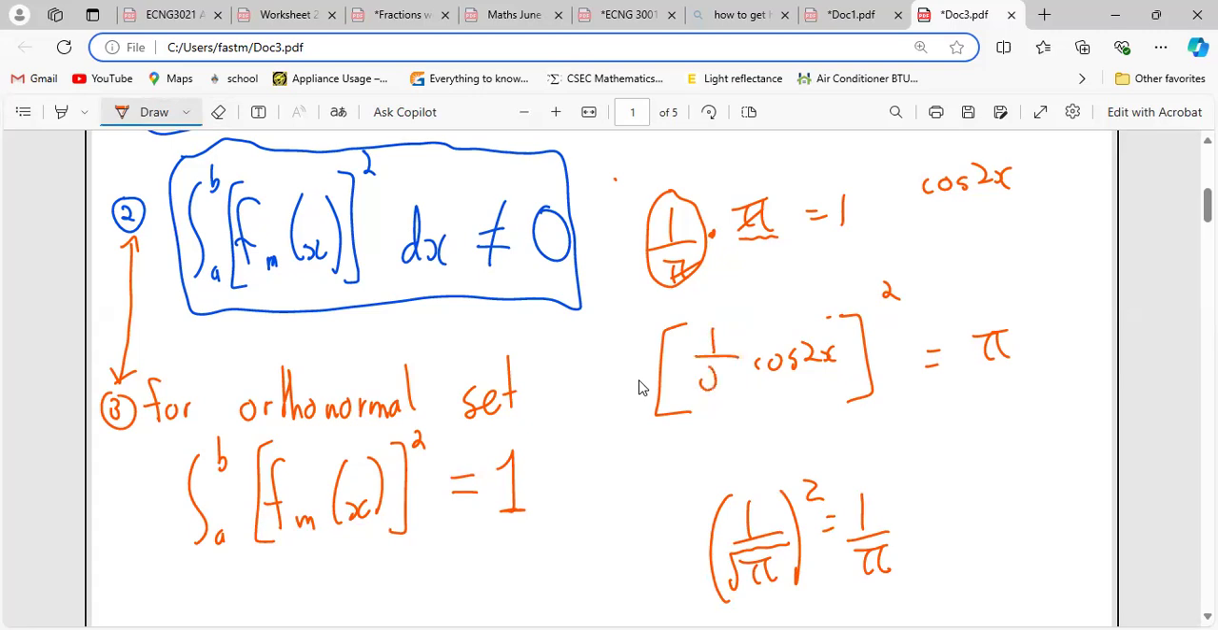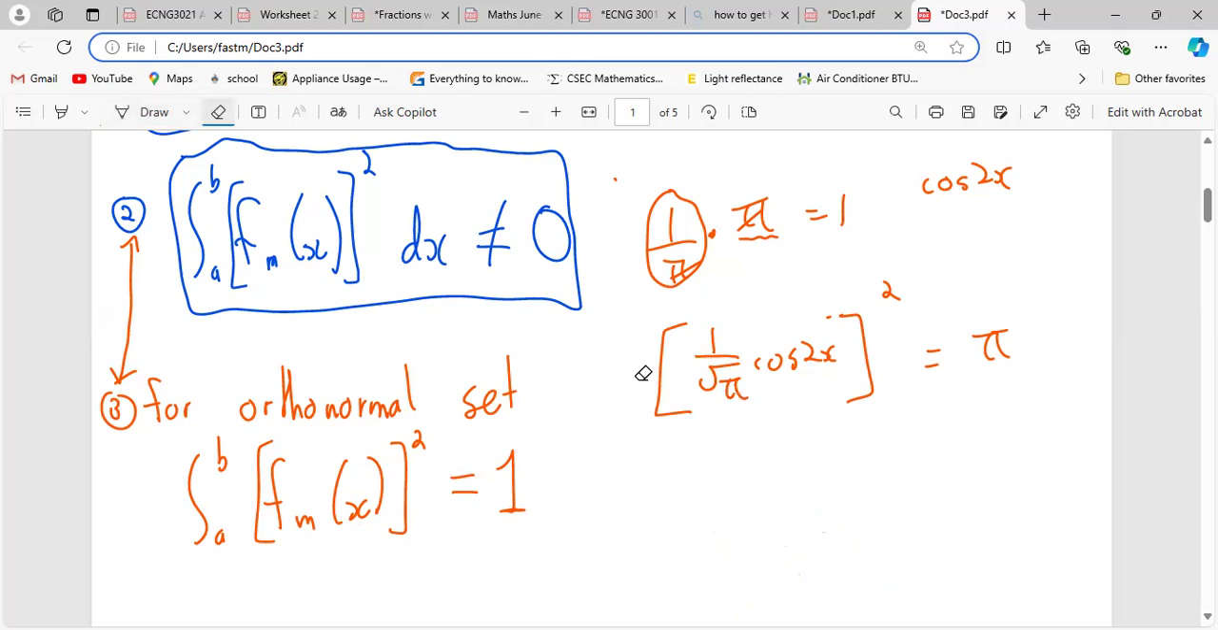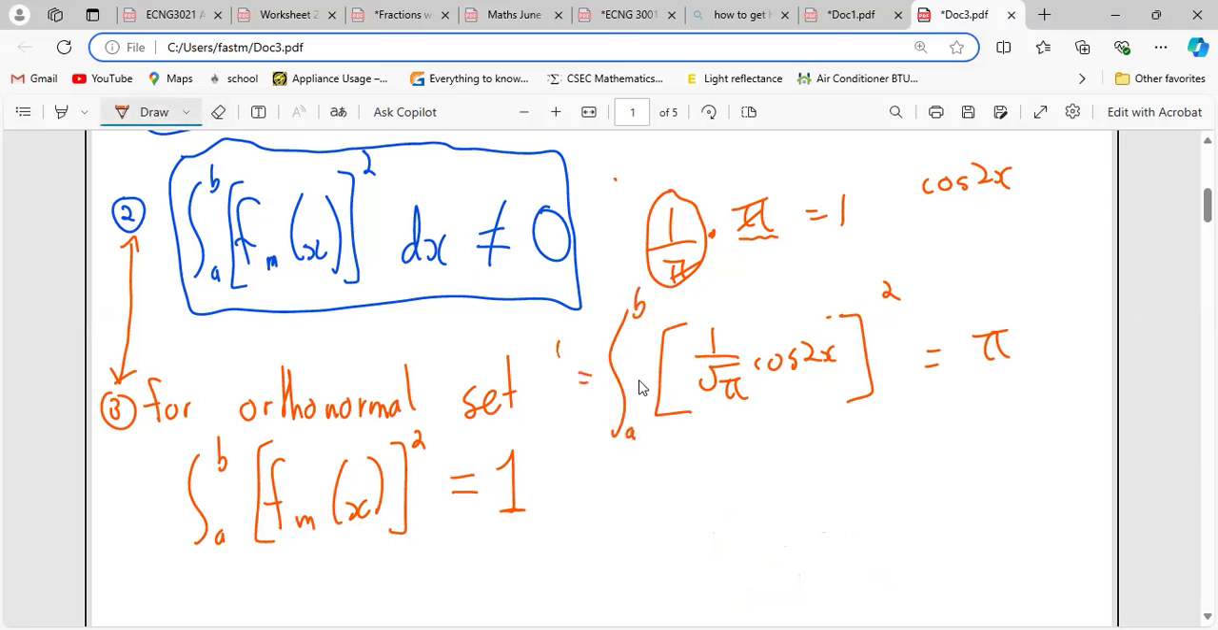So if you add 1 on the square root of pi here, when you remove the square over the integral sign, the square will end up on top of everything. So you end up with the integral from a to b. This will be 1 squared, and the square root of pi squared, the square root and the square will cancel. So you end up with 1 on pi, cos squared 2x dx.